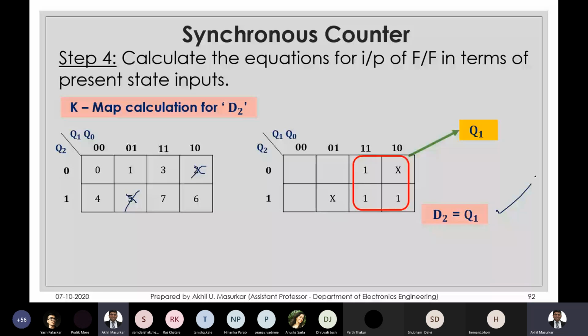And calculate D0 now. Others can confirm whether your D2 K-map looks like this. Yes, your D2 K-map looks like this only, na? Yes, sir. Yes, sir. Okay. So it's a pretty simple K-map. The K-map is just a key variable, that is 8 cells, and in that there is one group of four, and that will give us D2 equal to Q1.